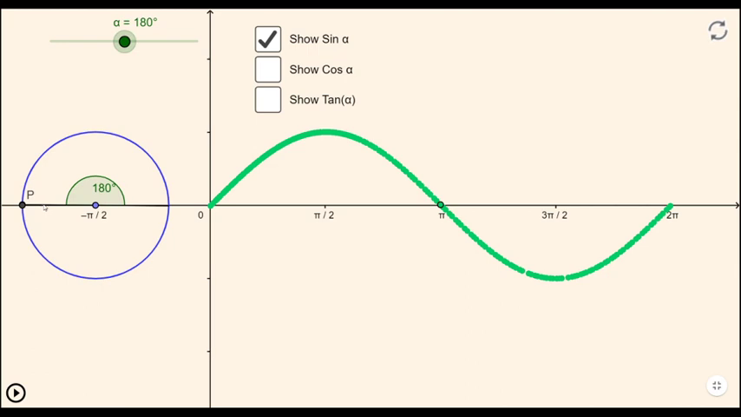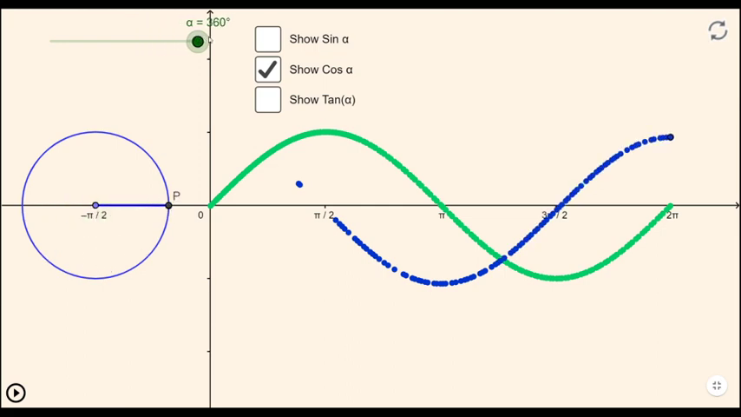If you notice over here, the green line, that is the sine. It depends on how long the green line is. Now you see here it goes negative. The green line is referring to the length of the green line. Now what if I show you the length of the blue line? Cos is on the x-axis.